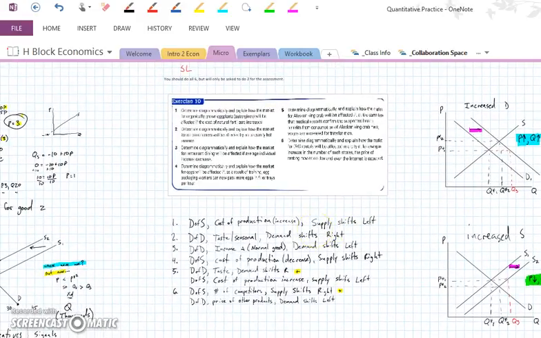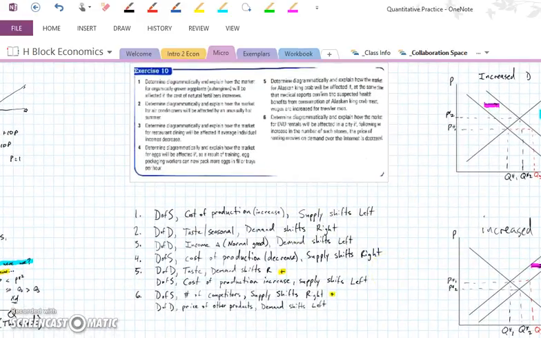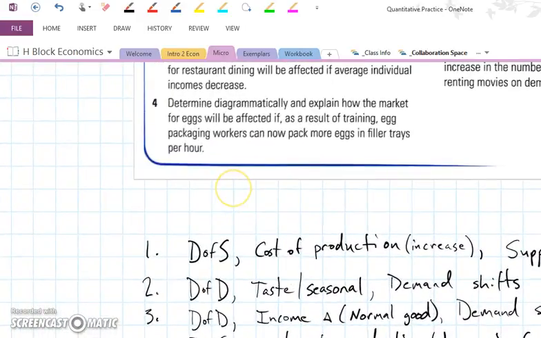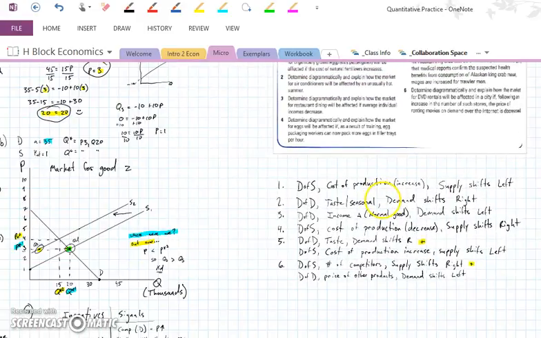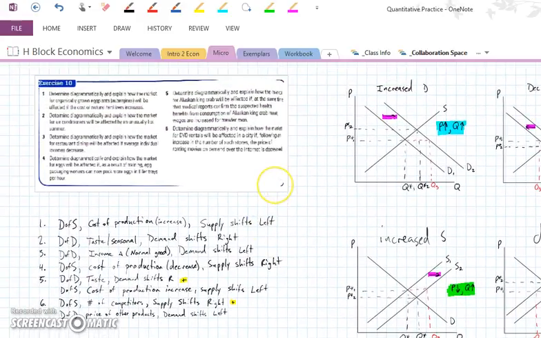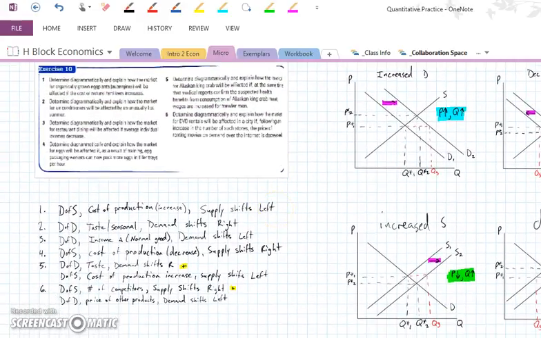So in each of the problems that you did, you basically need to, first of all, identify: is it a determinant of supply that's changing, or a determinant of demand that is changing? If it's a determinant of supply, we're going to see a change to the supply curve, one of these two. So then we just have to identify which way it goes and what ends up happening as a result. So let's do these. We'll go through each one of them one by one.